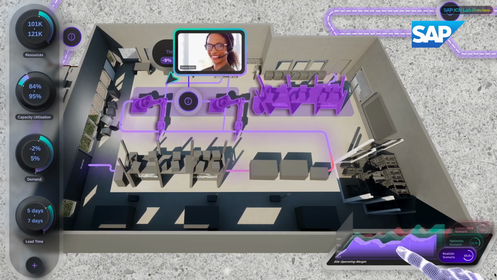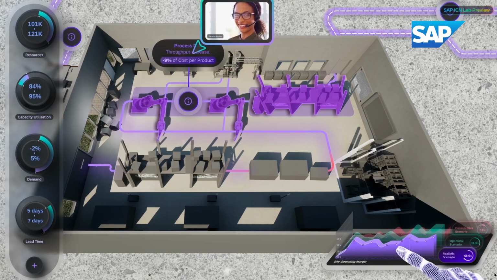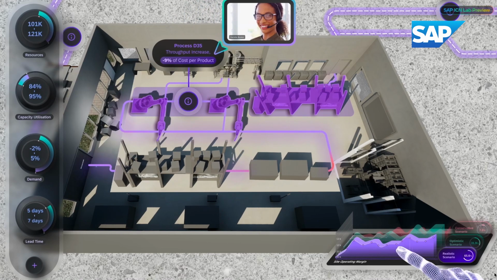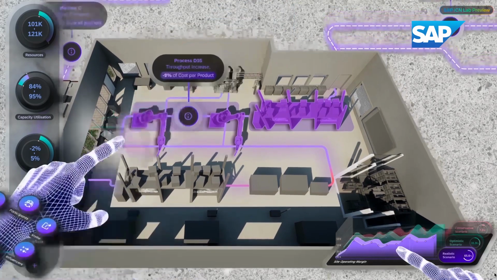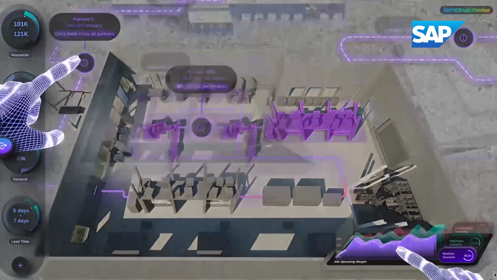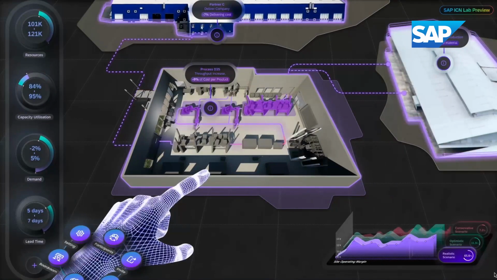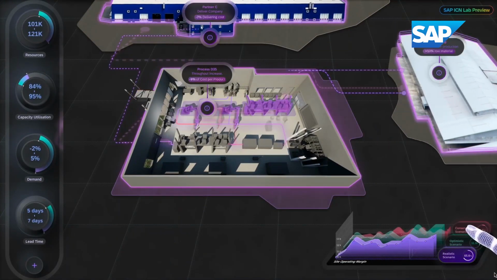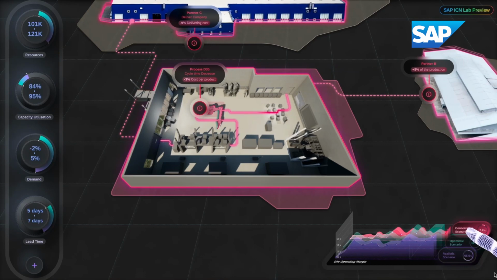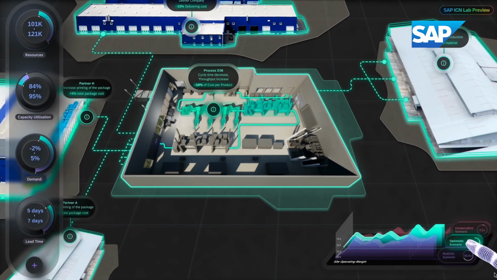A new simulation runs for the process, showing a possible increase in the throughput and reducing the cost per product. Before finishing the process modification, Andrea wants to observe the impact of adding more partners to the flow and sharing this information with them. The inclusion of more partners in the cross-company workflow increases the probability of the optimistic scenario happening, as well as reducing the cost per product in every scenario.